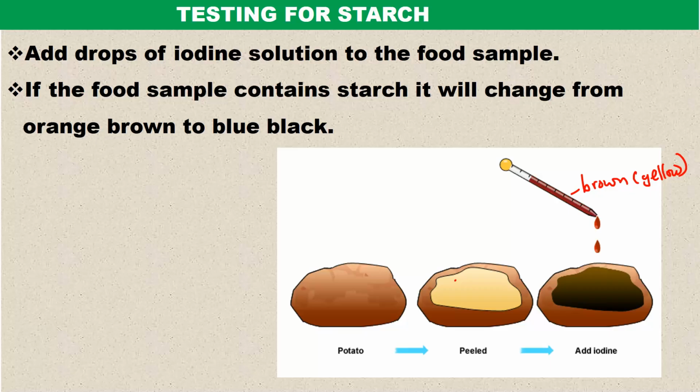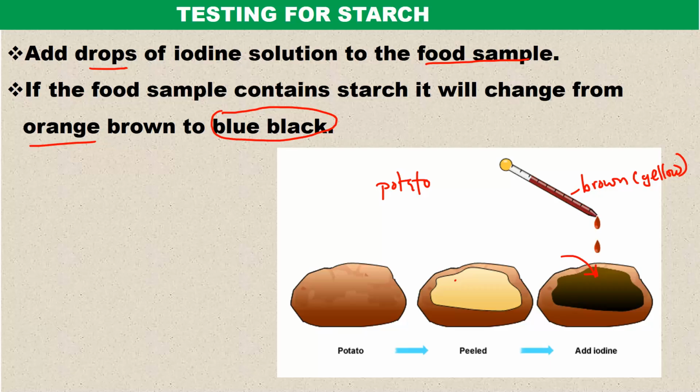So look at the procedure. Add drops of iodine solution to the food sample. The food sample, in this case, is the potato or Irish potato. If the food sample contains starch, it will change from orange to blue-black. So the color change is very important. If you peel this potato and pour iodine on it, it obviously contains starch, so it is going to turn blue-black. The positive indication of starch is blue-black.